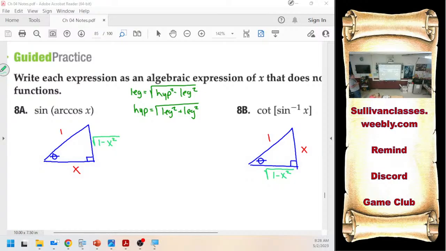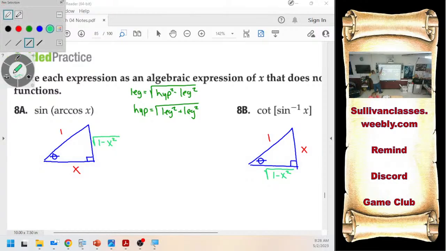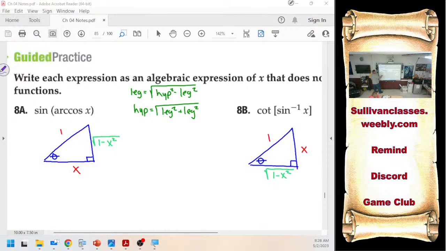Then go find the other trig function that's the part of the composition. If I want the sine of this guy, opposite over hypotenuse is just a nice square root of 1 minus x squared, because it's that over 1. Cotangent, adjacent over opposite. No rationalizing here. It just is what it is.